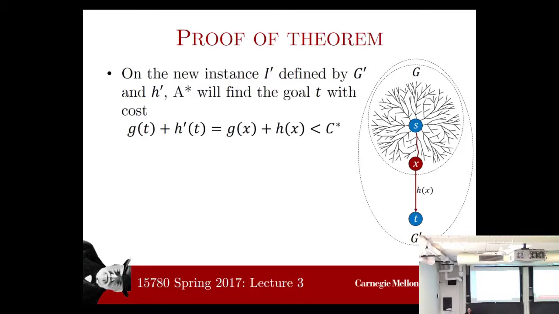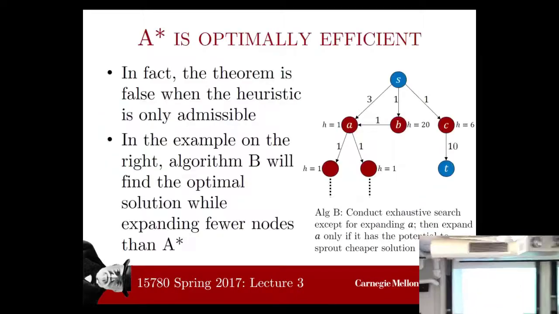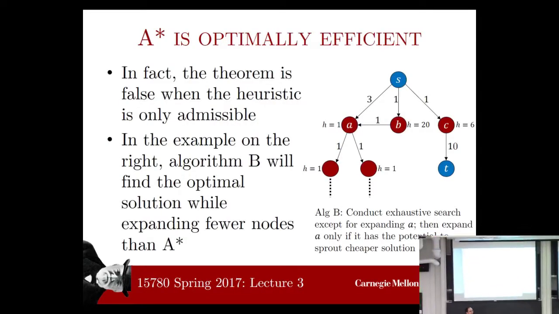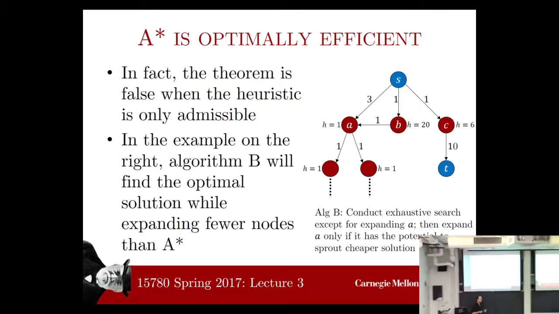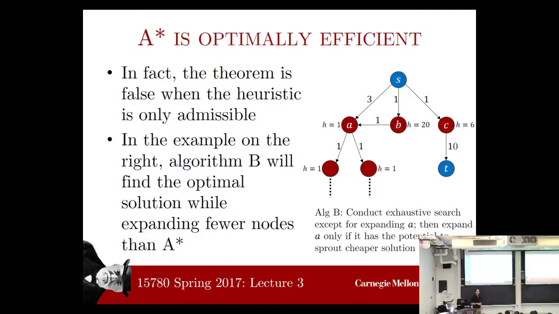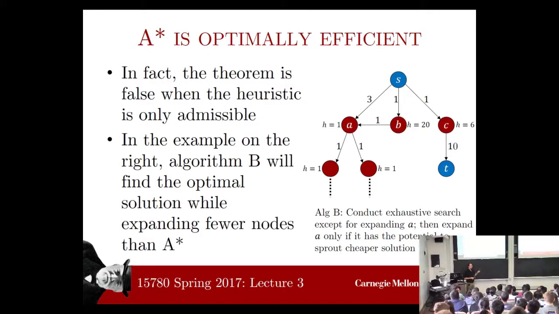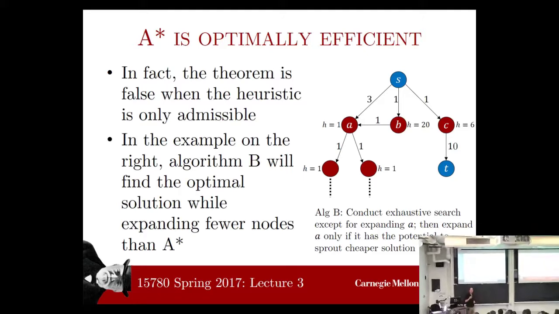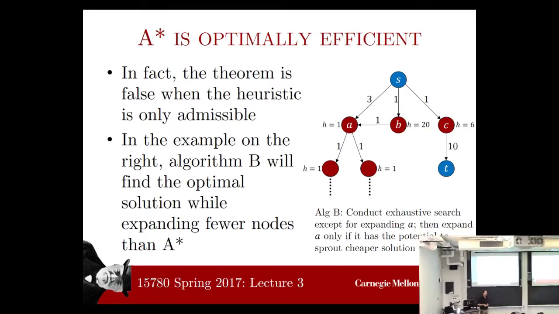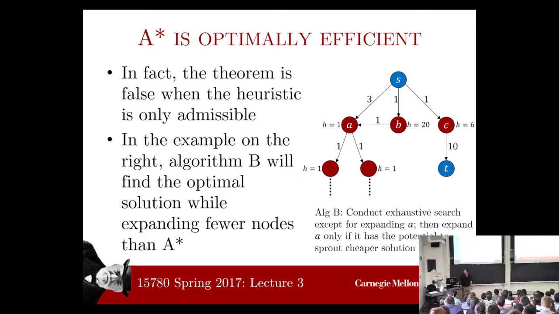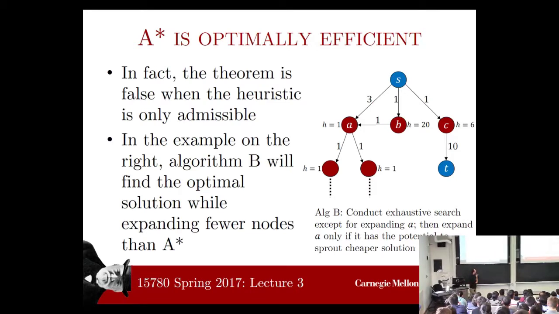In fact, it's not only that this proof fails, the theorem is just not true when you only have an admissible heuristic. And I want to show you a counterexample. I think this is really cool. It's pretty subtle stuff, but really cool ideas. So let me show you a counterexample to this theorem when we replace consistent with admissible. So here's the example. This is the graph that describes the search problem.